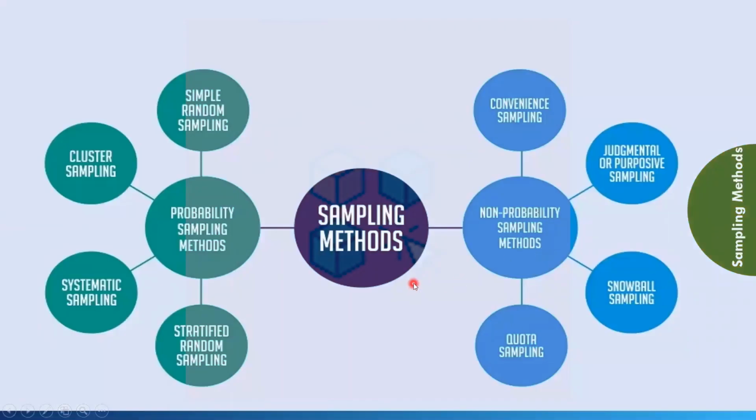There are a few sampling methods. On the right side are the non-probability sampling methods, of which four types are mentioned here. On the left side are the probability sampling methods, and there are four methods of the probability type mentioned here. We will study these sampling methods in our next class.